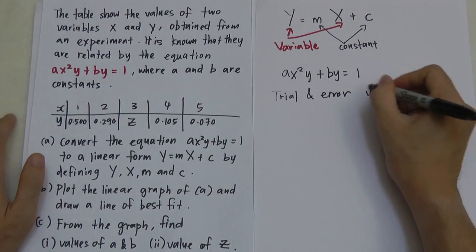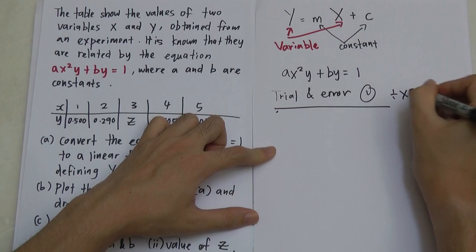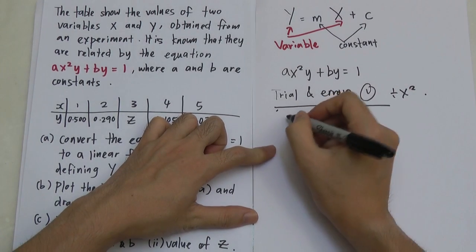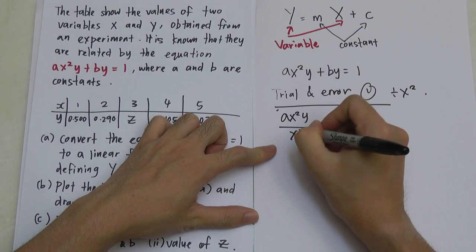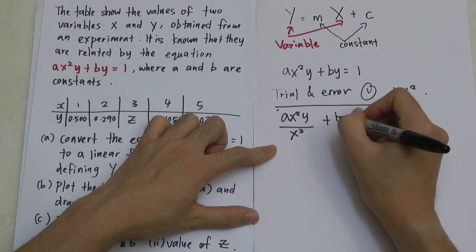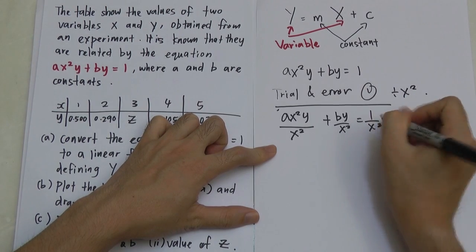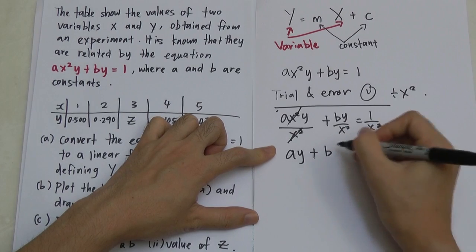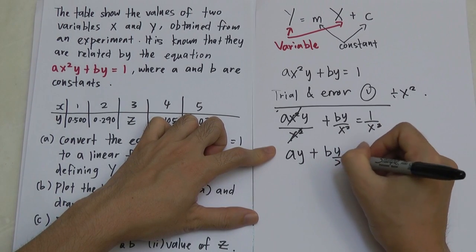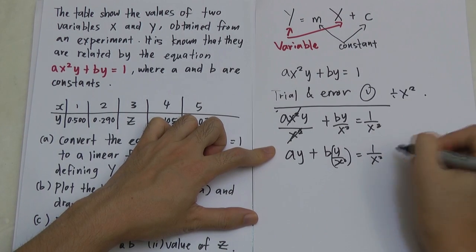Right, try and error once. So what I will do is I try dividing by x squared, see what will happen. So I will get ax squared y over x squared plus by over x squared equals 1 over x squared. So over here I can simplify. I get ay plus by over x squared equals 1 over x squared. Okay.